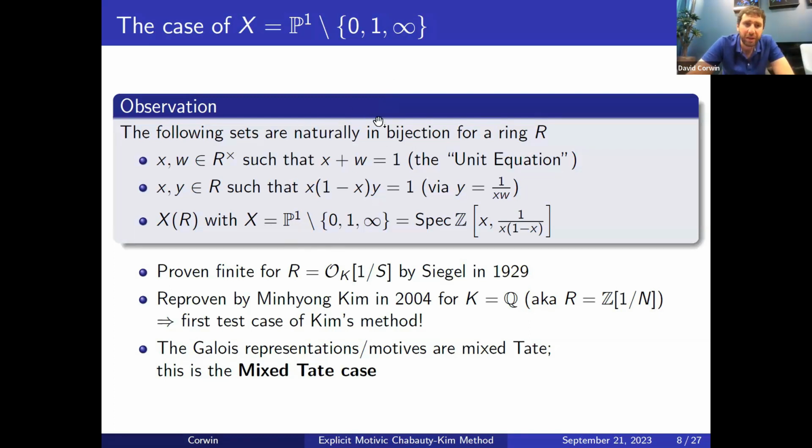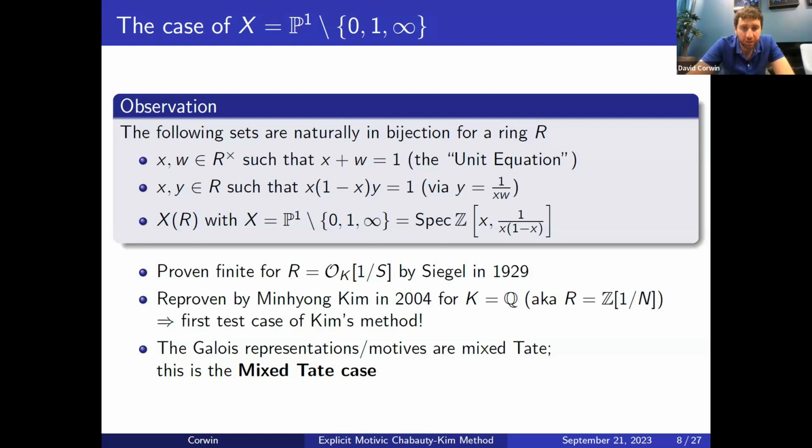Okay, and it turns out that integral points, let's say if we're in a ring R on this X, is the same as finding pairs of units in R whose sum is 1. Okay, this is known as the unit equation. And this was proven finite a long time ago, but then when Minhyong Kim reproved it in 2004, that was the first test case for his non-abelian Chabauty method.